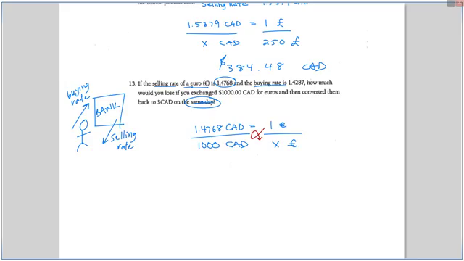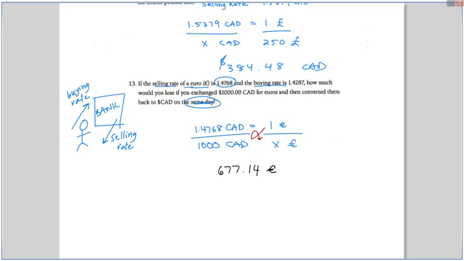So 1 times 1,000 does nothing. Divided by the thing across from X, 1.4768. So $1,000 divided by 1.4768 is 677.14 after rounding. Oops, it's not dollars, my bad. This is euros. So you have 677 euros.